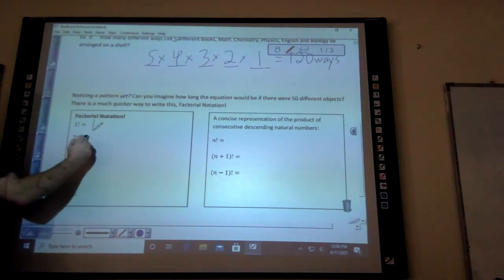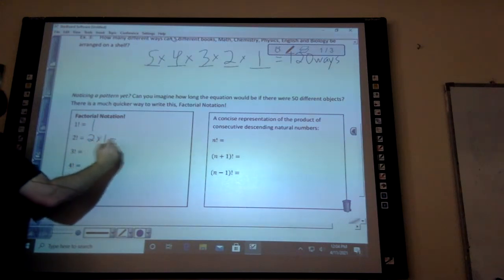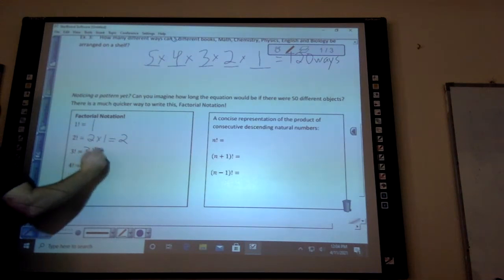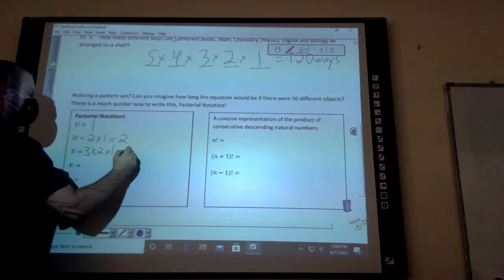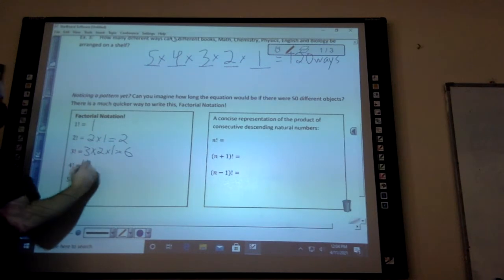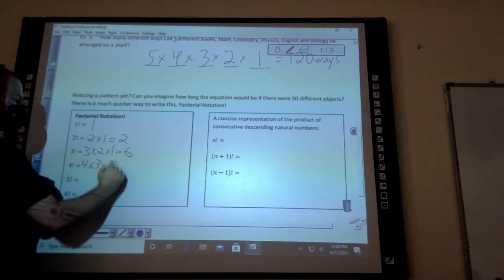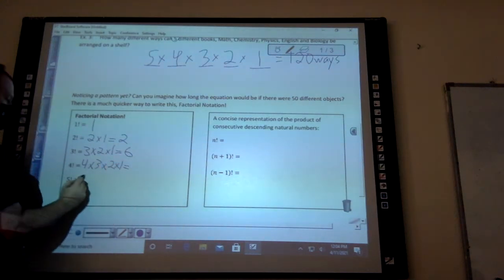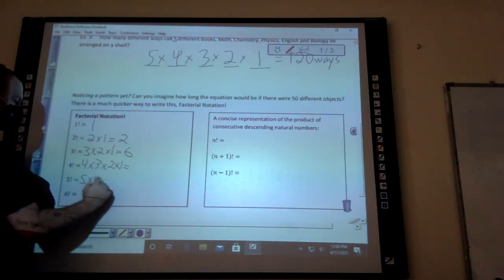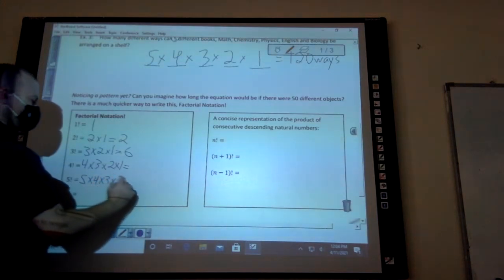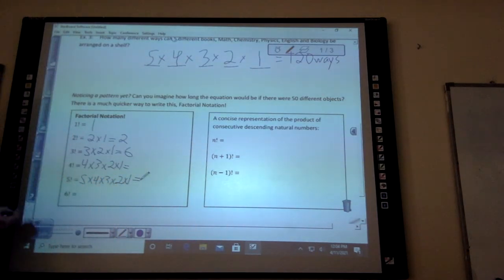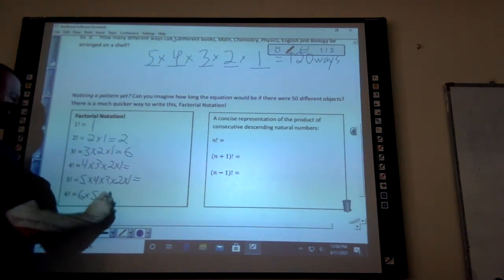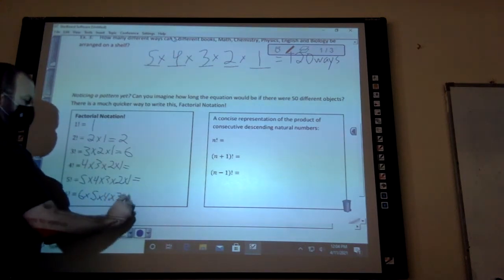2 factorial, 2 times 1, so that's 2. 3 factorial, 3 times 2 times 1, so I'll give you 6, and so on. So 4 times 3 times 2 times 1, or 5, and then 6. We just did that one up above. 6 times 5 times 4 times 3 times 2.